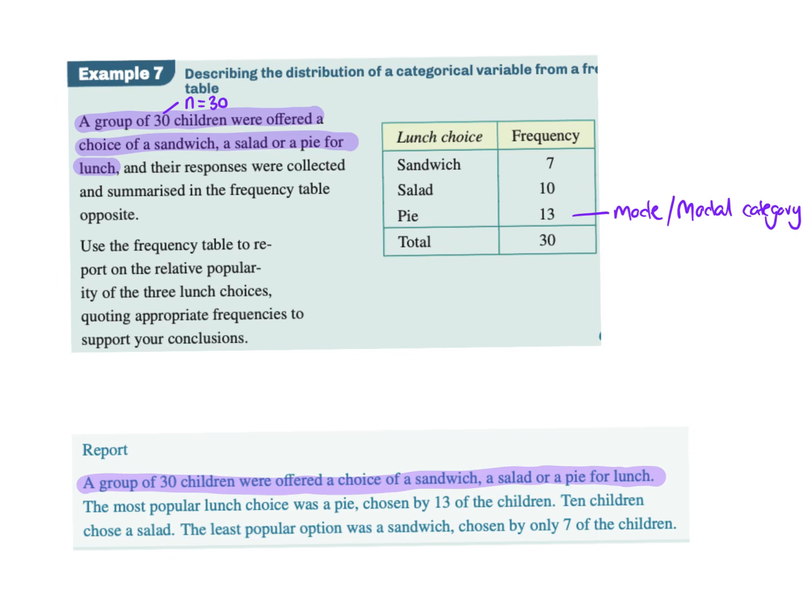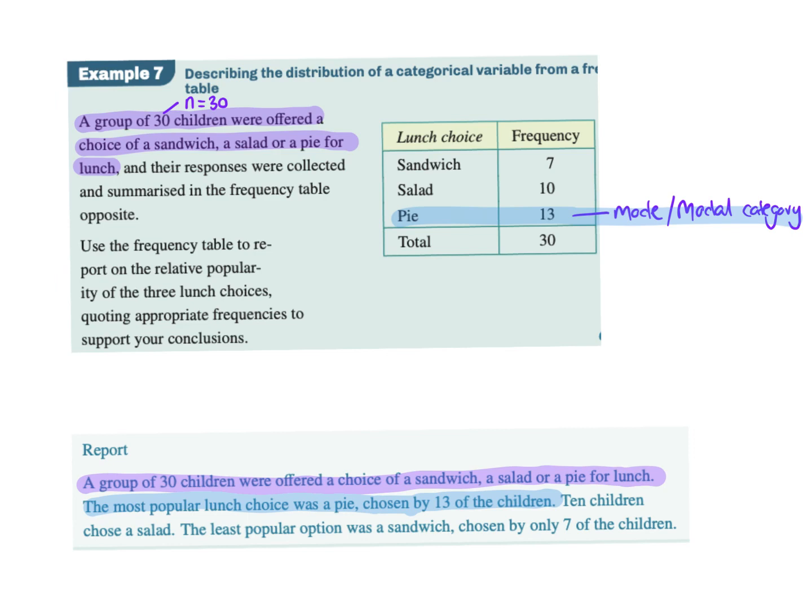Now, over here, we've found the modal category. So the most popular lunch choice was pie, chosen by 13. So they've put the stat there. So even if you wrote the most popular was pie with 13 children picking it, that's fine. I'm not your English teacher. I'm looking for the stat and that you've commented on the mode, okay?